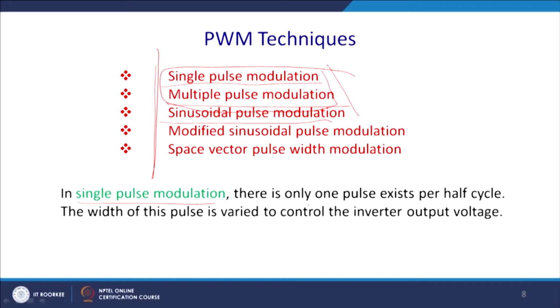There is only one pulse per cycle, and in this way you can eliminate one harmonic. It is like when you are playing guitar, you touch a particular note and it eliminates that particular note, that particular harmonic, from the system. In the same way, the width of the pulse varies to control the inverter output voltage.